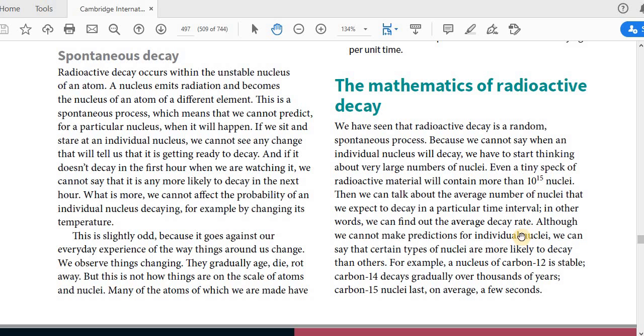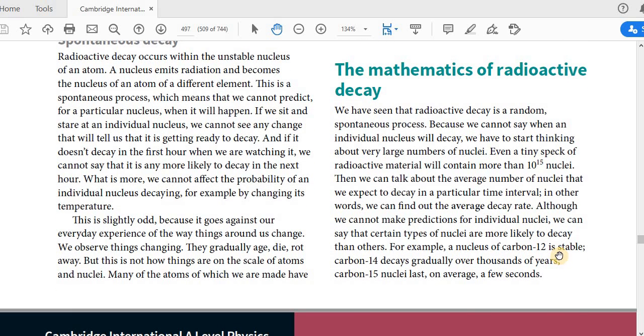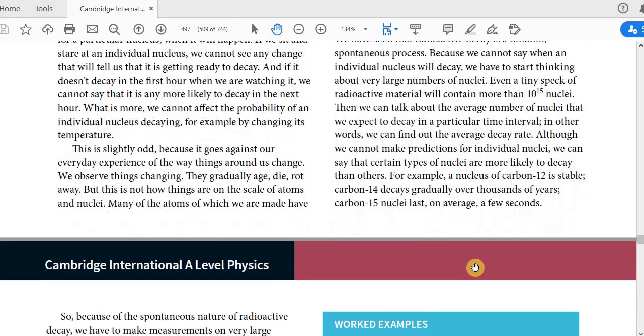Although we cannot make predictions about individual nuclei, we can say that certain types of nuclei are more likely to decay than others. For example, a nucleus of carbon-12 is stable. Carbon-14 decays gradually over thousands of years. Carbon-15 nuclei last on average a few seconds. So from this we can talk about the half-life.